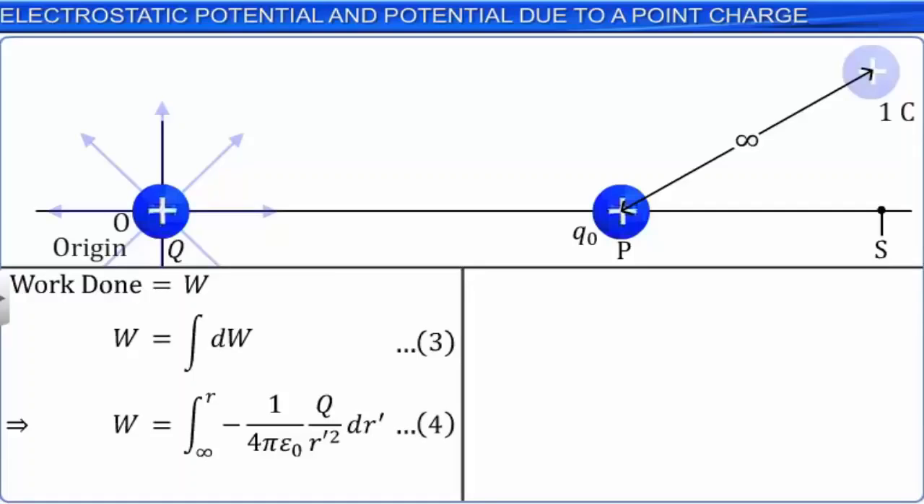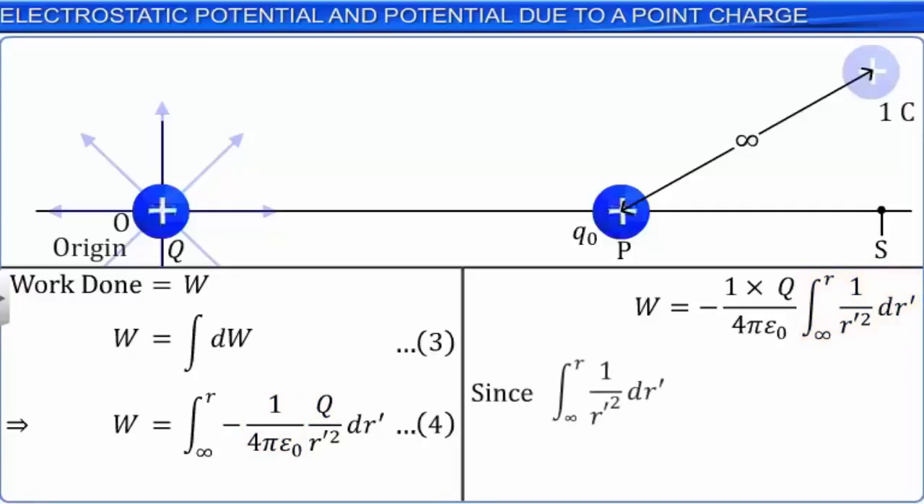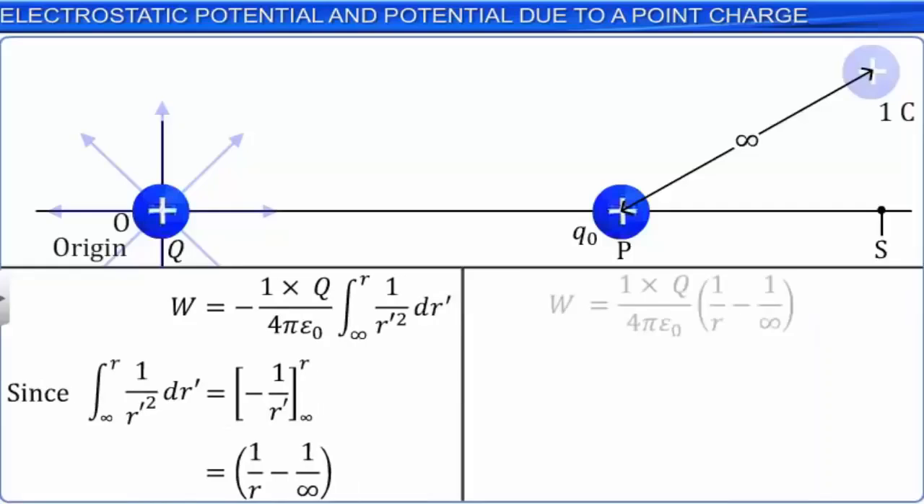Since 1 by 4 pi epsilon naught Q are constants, evaluating only the integral, we have integral 1 by r' square dr' in the limits infinity to r is equal to minus 1 by r' in the limits infinity to r, which is equal to 1 by r minus 1 by infinity. On further simplifying, we get W is equal to 1 by 4 pi epsilon naught Q by r. Let this be equation 5.